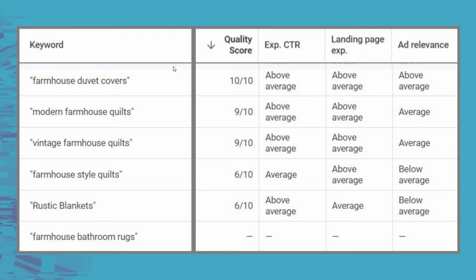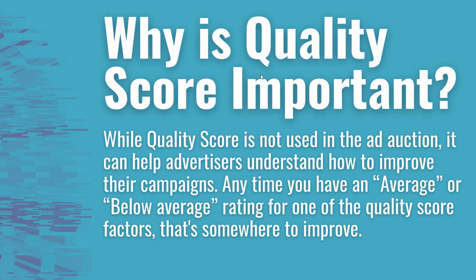As you can see from this picture, obviously you want a 10 out of 10 quality score. For advertisers, that's important because it is going to help you get lower costs over time, and you're giving your consumers a better ad experience when they're searching a keyword, clicking on your advertisement, and going to your landing page. So why is quality score important?